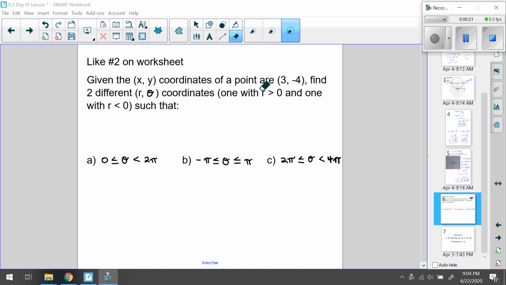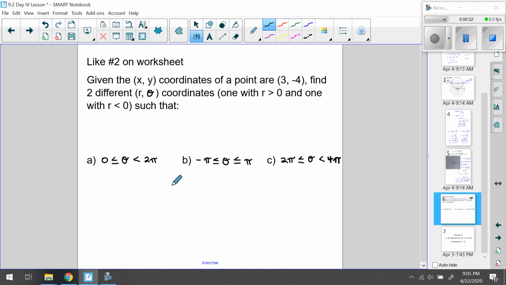It says, given the XY coordinates of a point are 3, -4, find 2 different R theta coordinates such that, and then it gives some conditions. And it wants 1 to be where R is positive and 1 to be where R is negative. And so what they're asking for is actually 2 answers for each part. So I've got 3 parts, 3 sets of conditions, and so that will give us a total of 6 answers.